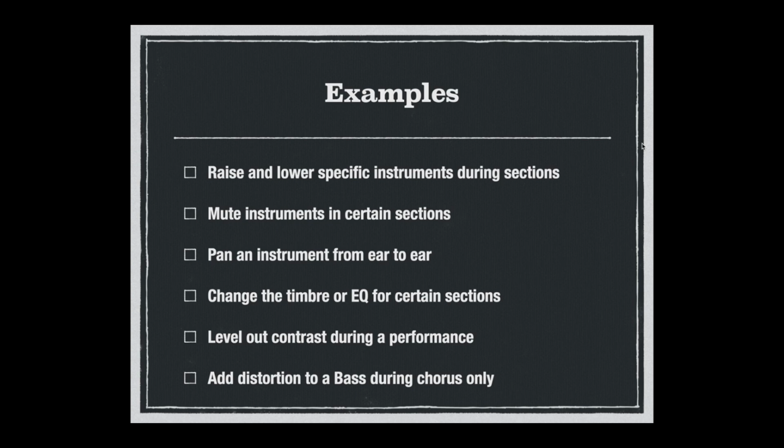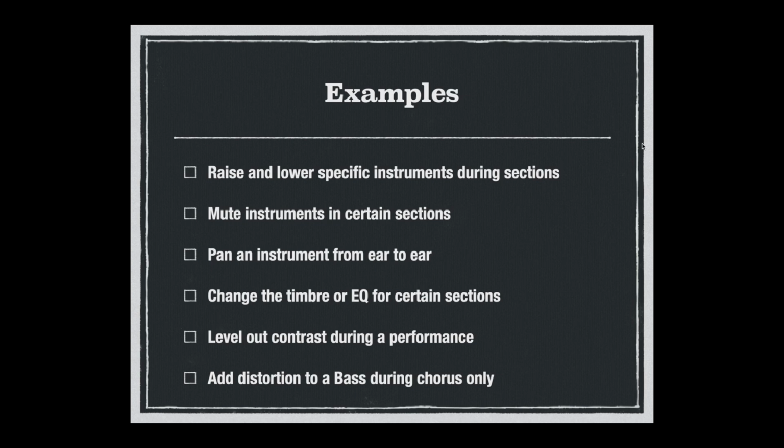Say you want a synthesizer to pan back and forth from the left and right very rapidly, you can automate those pan controls. Change the EQ or timbre for certain instruments in certain sections. If you want the piano brighter during the chorus or a little bit duller during the verses, you can automate the EQ.